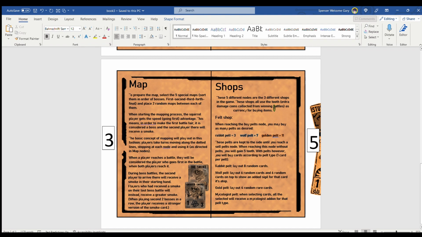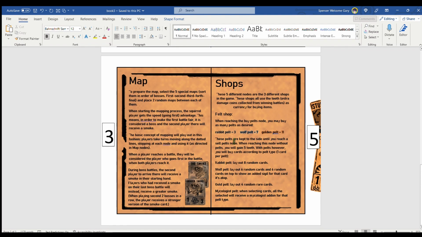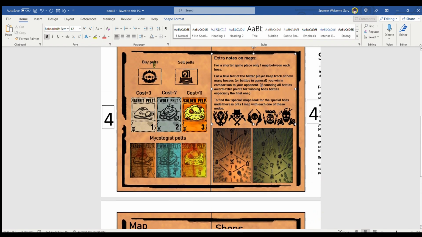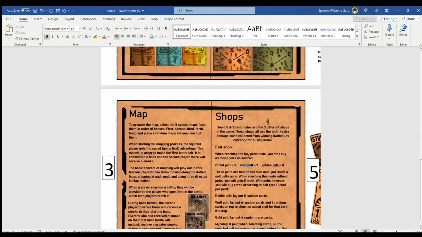These shops use the teeth, which are extra damage coins collected from winning battles, as currency for buying items. When reaching the buy pelts node, you may buy as many pelts as desired. Rabbit pelts cost 3 teeth, wolf pelts cost 7 teeth, and golden pelts cost 11 teeth. These pelts are kept to the side until you reach a sell pelts node. This is the buy pelts node, this is the sell pelts node.